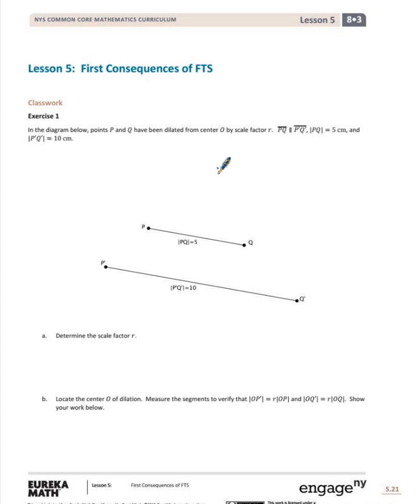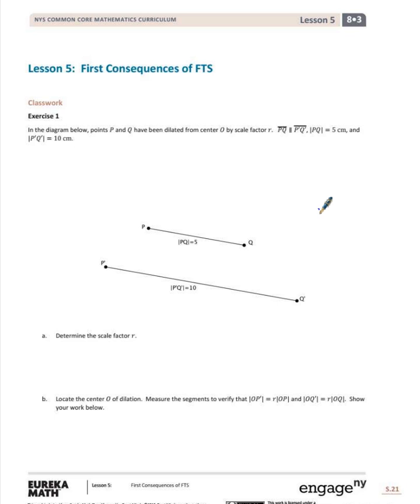Mine looks a little bit different. So I'm going to give you a second to turn to page 49, but then I'm going to show you how they came up with the lines that they've already added in yours. Okay, in mine, it tells me that the diagram below, P and Q, have been dilated from center O by a scale factor R. And then it says line segment PQ is parallel to P prime Q prime, and PQ equals 5, and P prime Q prime equaled 10.